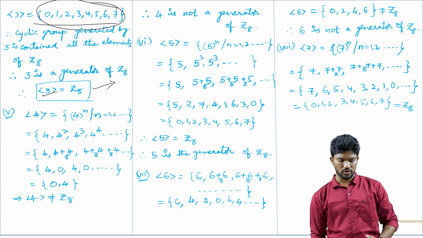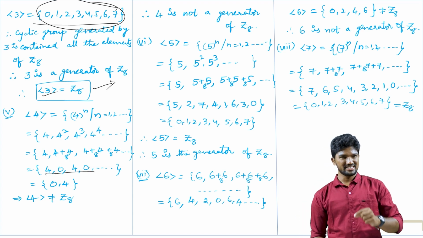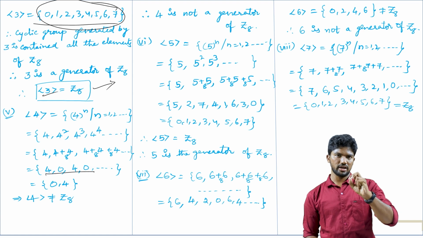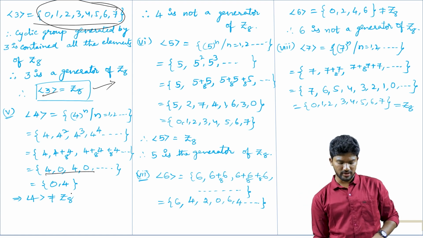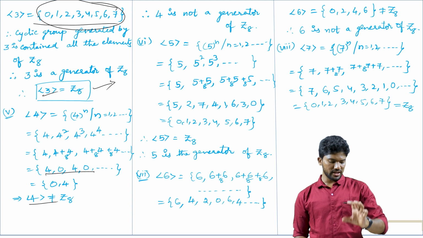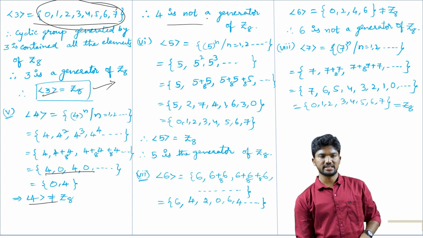Next value is 4. For the 4 also we have 0, 4. Only 2 elements we have. The rest of the elements are not appearing here. Okay, so therefore 4 is not a generator of Z suffix 8.